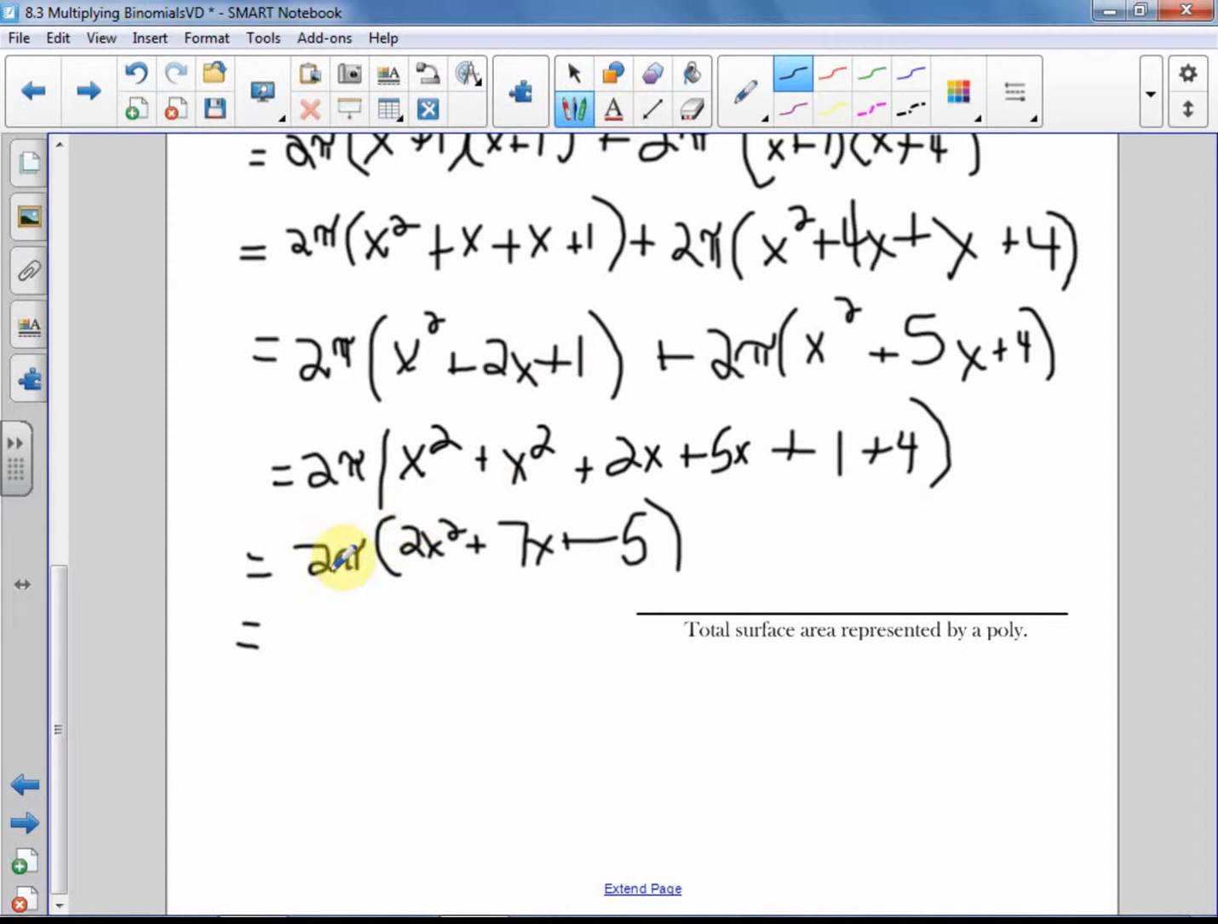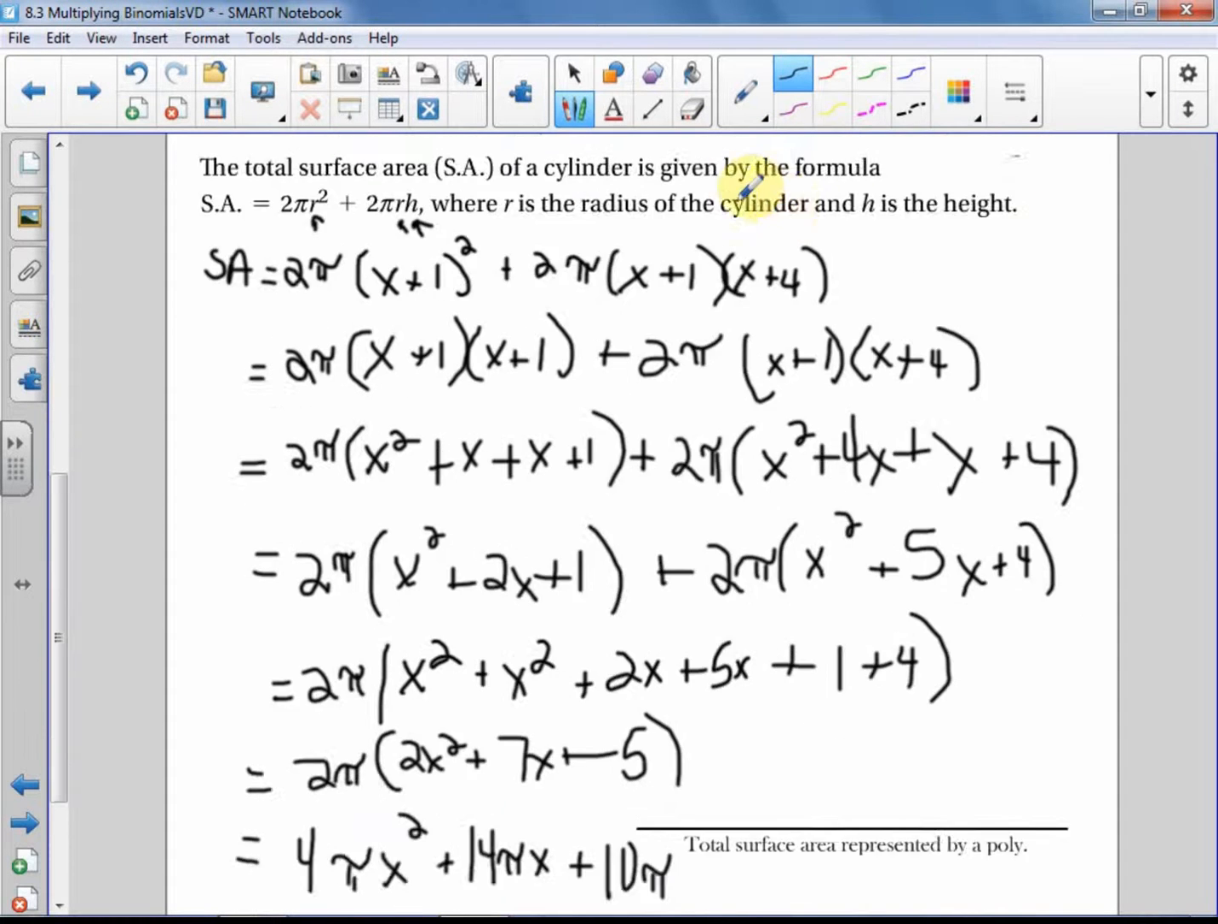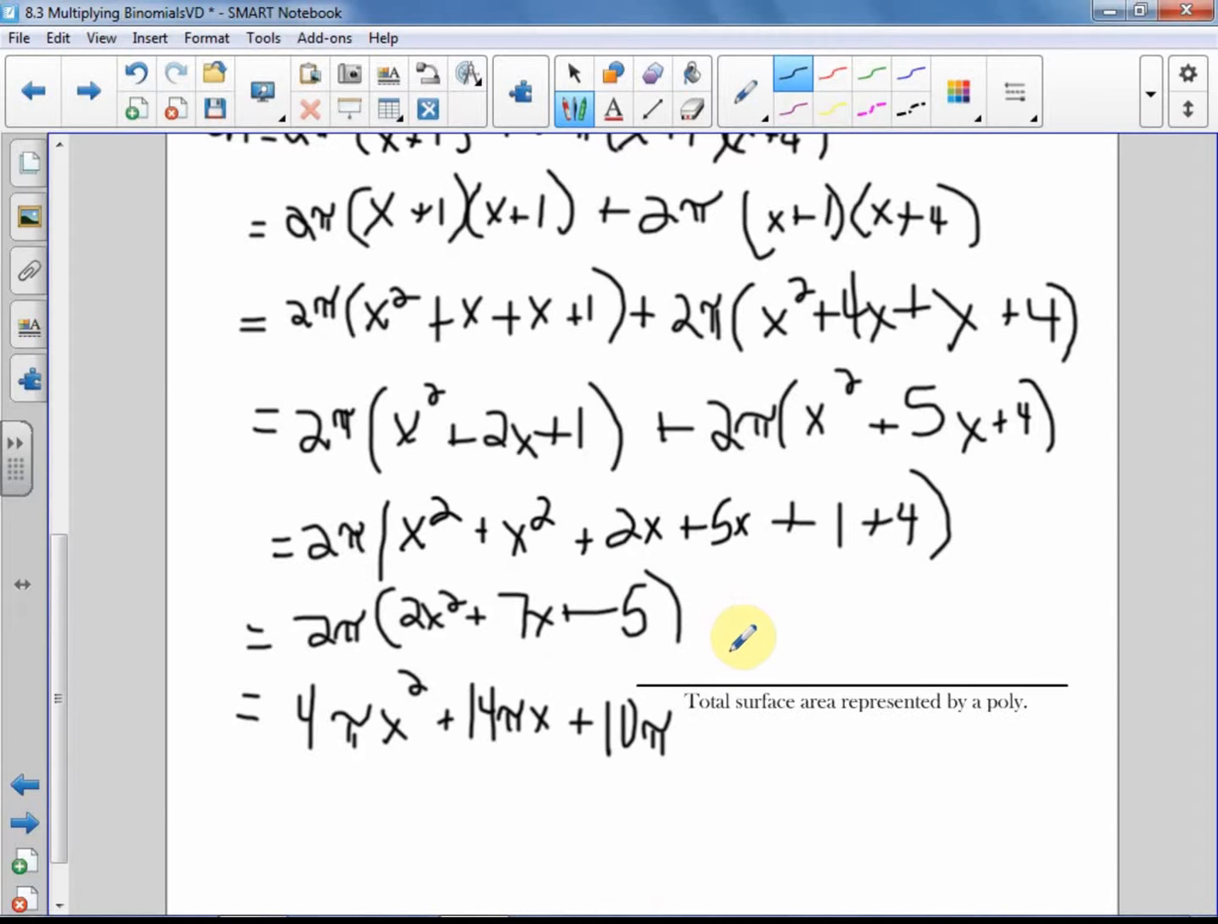Thank you. All right, so 2 pi times 2x squared, 4 pi x squared, 2 pi times 7x plus 14 pi x, and 2 pi times a positive 5 plus 10 pi. Let's check the top. Oh, thank goodness it's there. Choice C. So our final product, our total surface area represented by a polynomial: 4 pi x squared plus 14 pi x plus 10 pi.